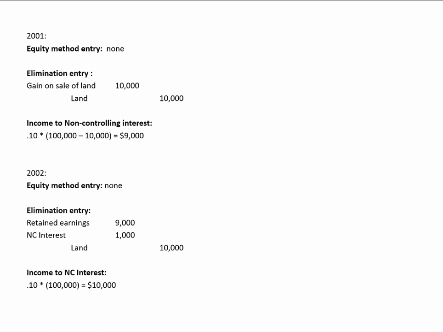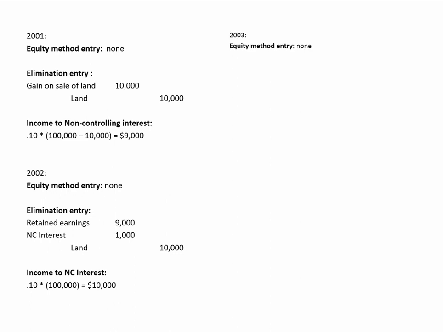Third, the income to the non-controlling shareholders. There are no unrealized gains or losses this year. The unrealized gain was last year. So this year, all of Little's earnings of $100,000, those are all realized, so the non-controlling shareholders get their 10% of that, or $10,000.